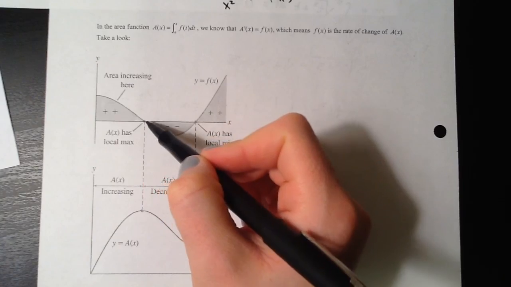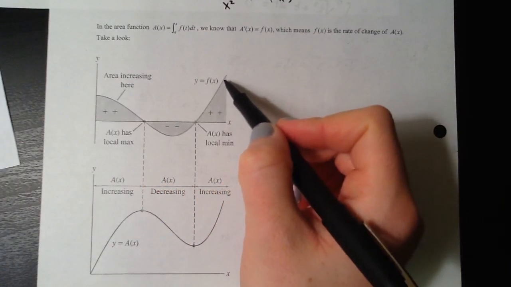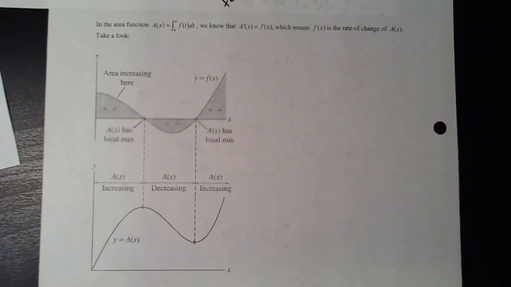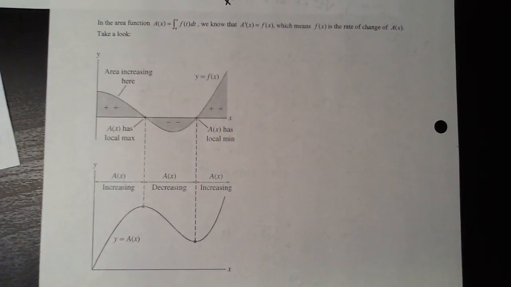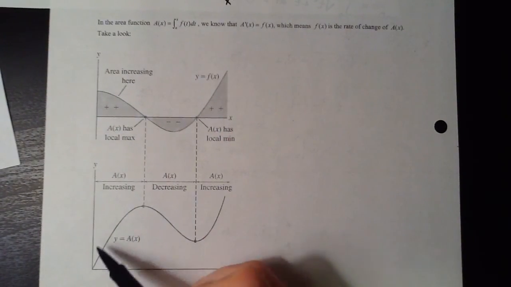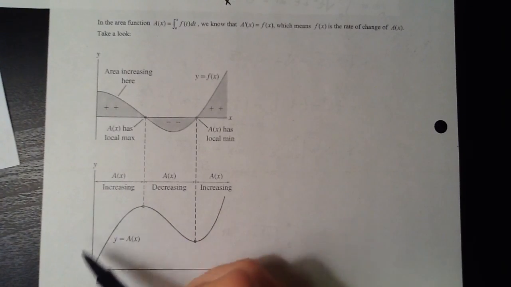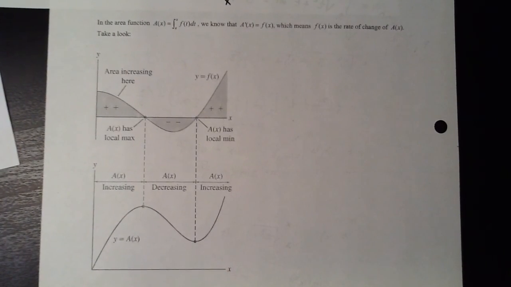F of x is above the x-axis, below the x-axis, above the x-axis. My area function is the accumulating area under the curve. Okay, so now this is the area function. This tells you how your area is changing. All right, so let me walk you through some comparisons, how the graph above compares to the graph below.